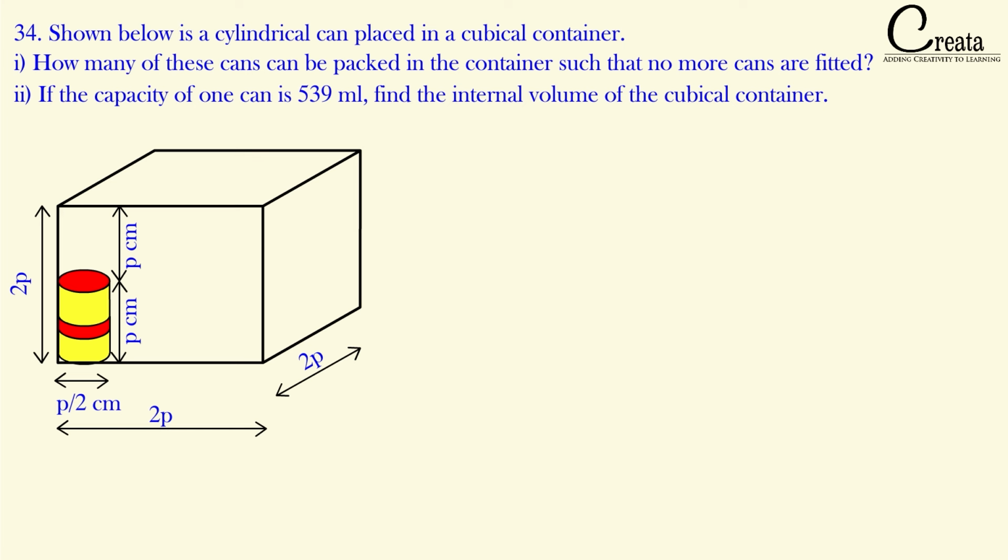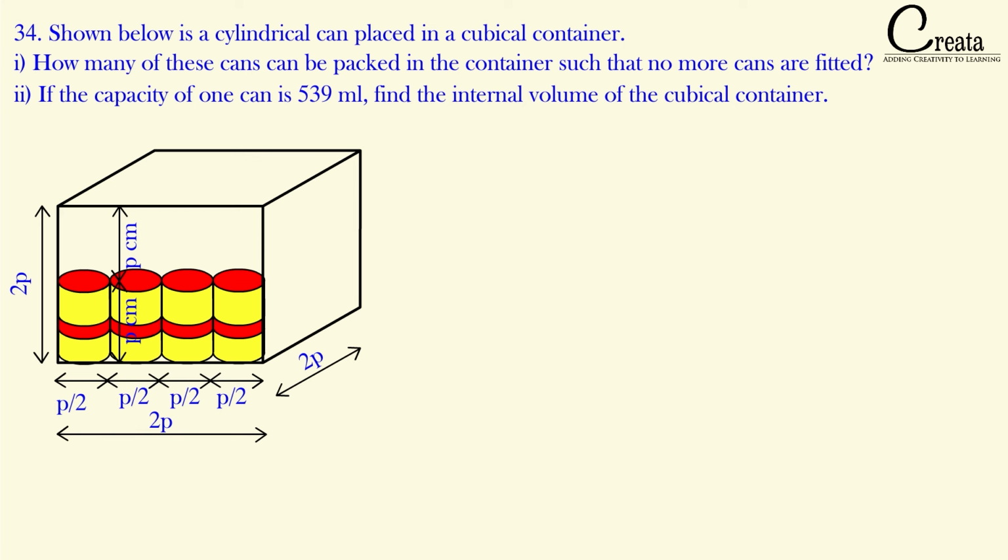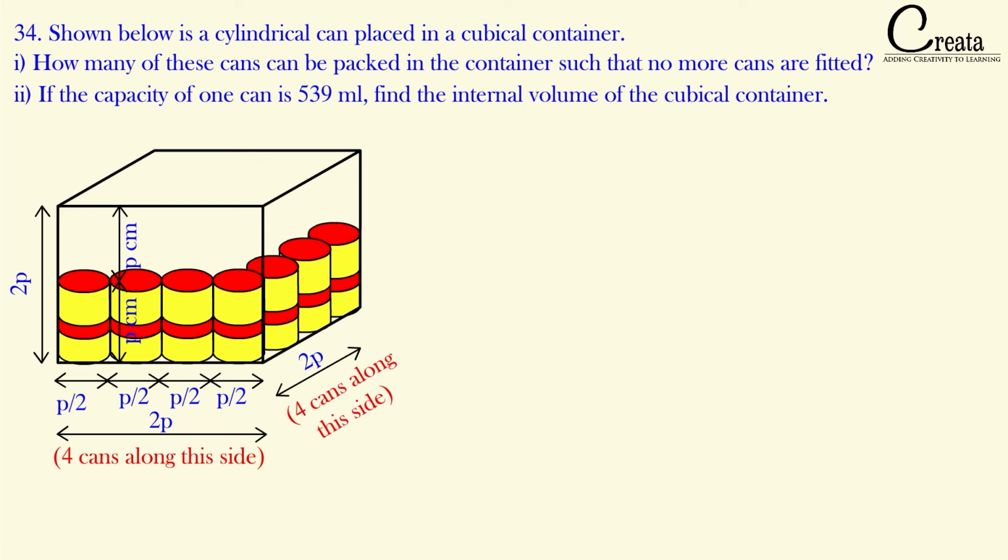So how many canes can we place along the length? We can place a total of 4 canes. The diameter of the cylinder is p by 2. The total length of one side of the cube is 2p. So p by 2 plus p by 2 plus p by 2 plus p by 2, we can put a total of 4 canes, making a total length of 2p. Similarly, in this direction also, we can place 4 canes. This distance is 2p. So on the base, we can have 4 into 4, total 16 canes.